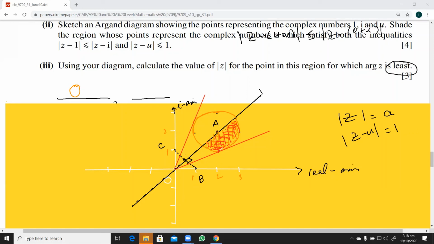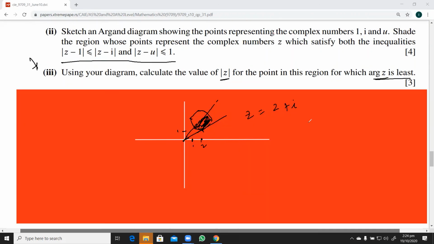So what is this point basically? This is 2 comma 1. So this 2 comma 1 actually means 2 plus iota. So what is its modulus? The least argument. So for this, the modulus of Z is going to be square root of 4 plus 1, that is root 5.